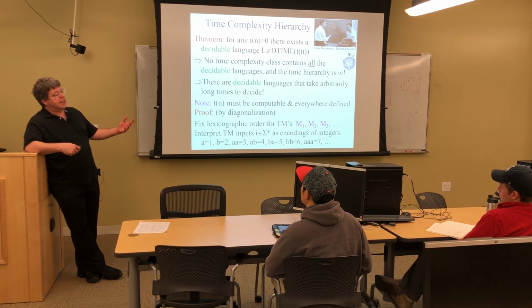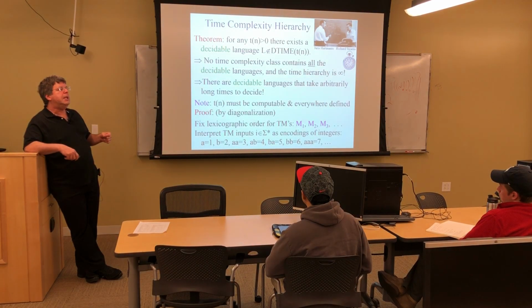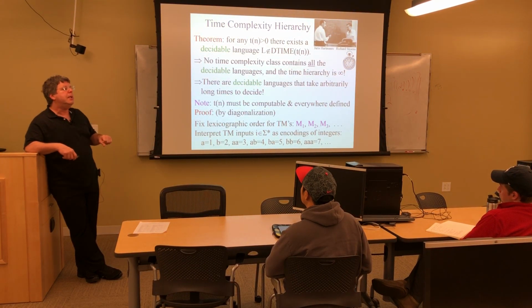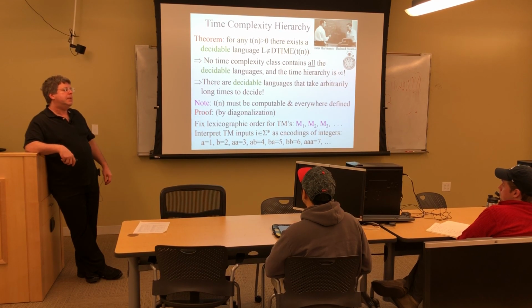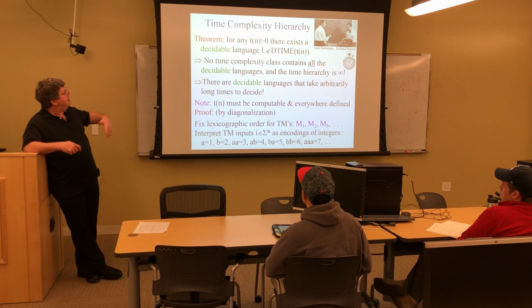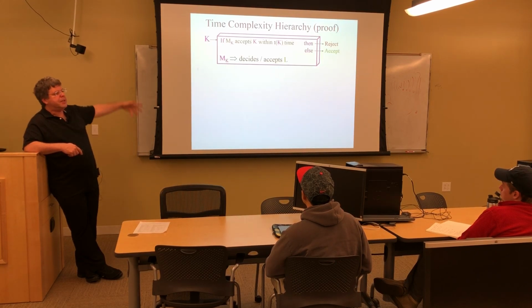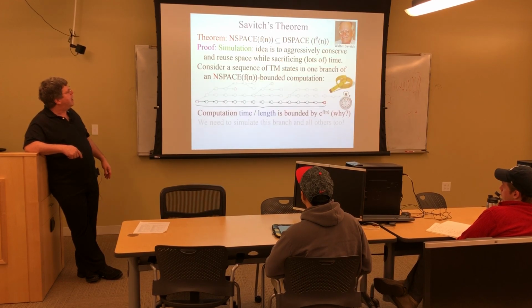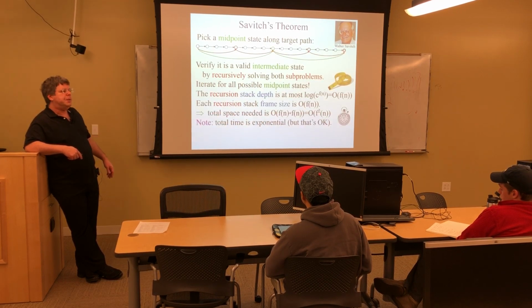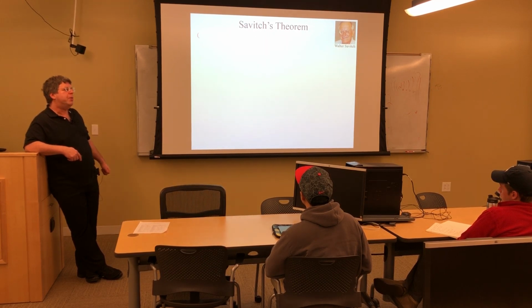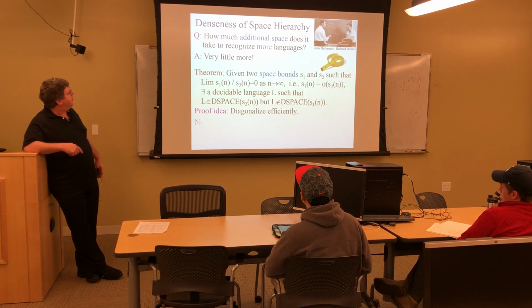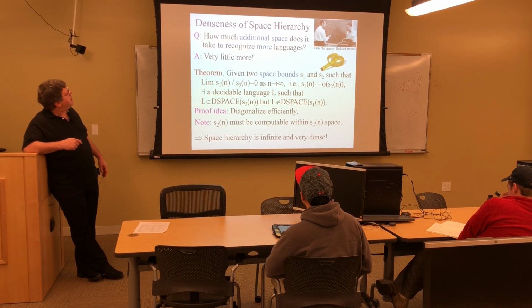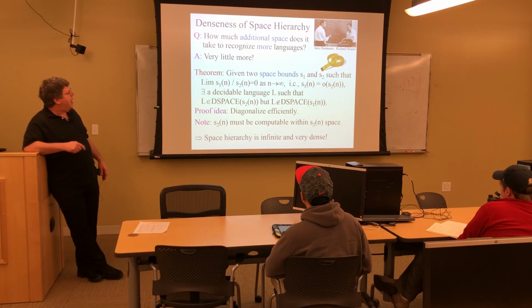Why doesn't it hold? Because, like I said, there are some weird enough time functions t such that 2 to the 2 to the t is, time-wise, the same class as t. And that's not what the theorem says. The theorem says, especially the denseness versions, that if you have a little bit more space or a little bit more time, you can recognize brand new functions or languages that you couldn't recognize before, that you couldn't decide before. So let's now harp on that for a little bit. So how dense is the space hierarchy if you have a little bit more space?